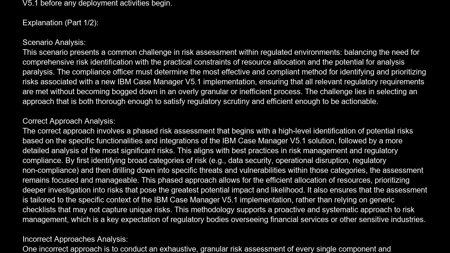This phased approach allows for the efficient allocation of resources, prioritizing deeper investigation into risks that pose the greatest potential impact and likelihood. It also ensures that the assessment is tailored to the specific context of the IBM Case Manager v5.1 implementation, rather than relying on generic checklists that may not capture unique risks. This methodology supports a proactive and systematic approach to risk management, which is a key expectation of regulatory bodies overseeing financial services or other sensitive industries.